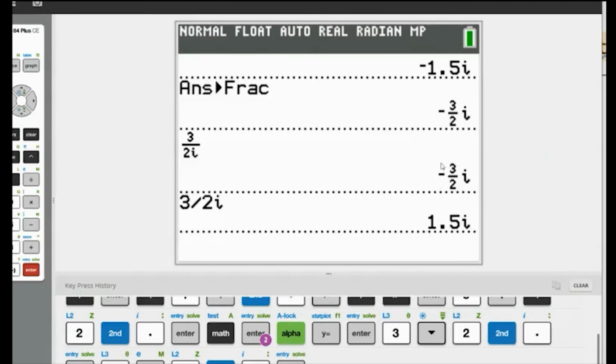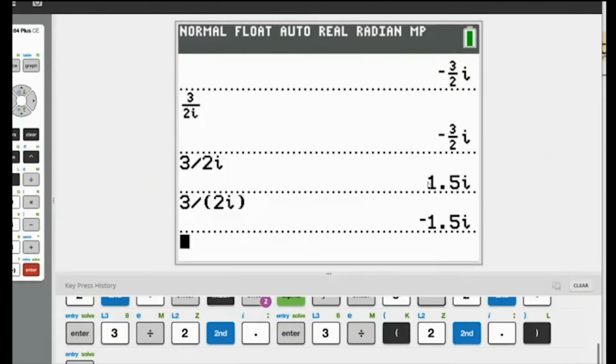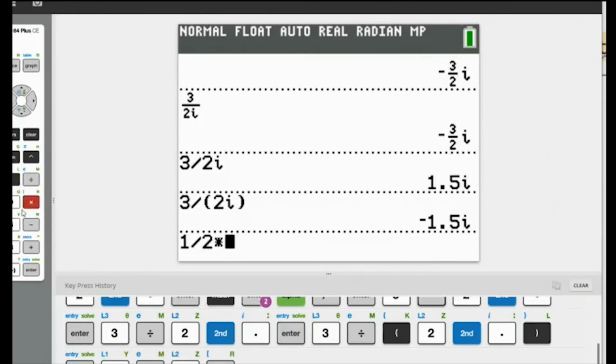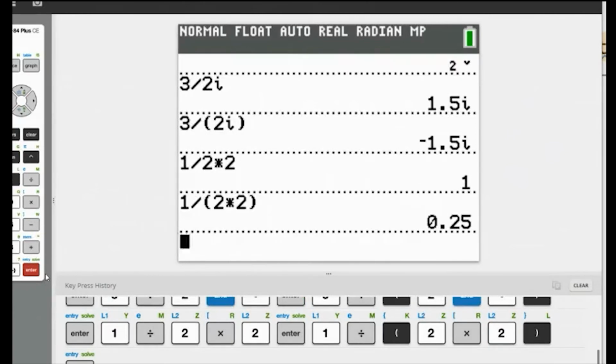That is not the right answer. This -3 over 2i is the correct answer. Okay, because you have to use parentheses. It has to be 3 divided by 2i, or you can use the fraction thing, which is easier. There is a difference between those two. And it is similar to if I did something like this, 1 over 2 times 2. That is different than 1 over 2 times 2 in parentheses. Okay. Parentheses matter.